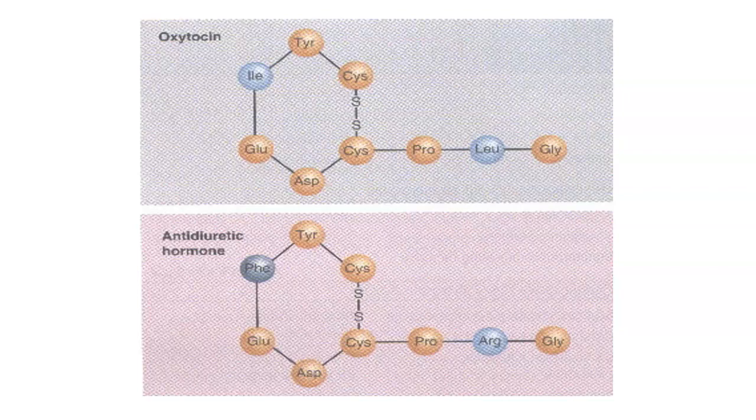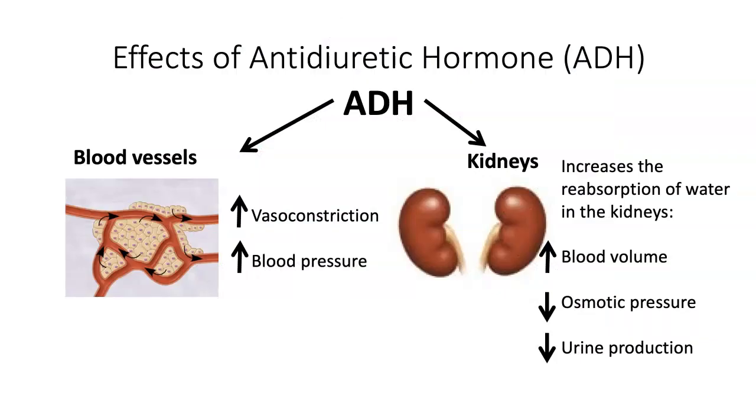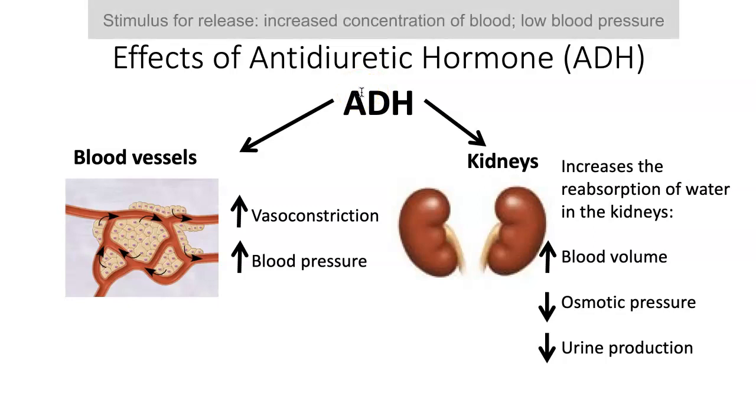Let's take a look at ADH. Antidiuretic hormone: if you know what the term diuretic means, to get rid of excess water, to stimulate urination, antidiuretic is the opposite of that. So antidiuretic hormone is released from the posterior pituitary when the hypothalamus senses that the blood is concentrated or that the blood pressure is low.